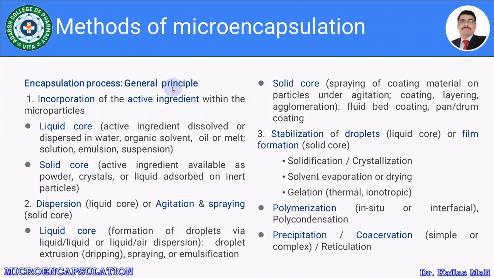There are three steps. The very first one in the encapsulation process is incorporation of active ingredient. The second one is dispersion, agitation, and spraying. And the third one is stabilization of droplets or film formation. So let us see one by one each step in the encapsulation process, which are widely used in all the methods. The very first one is the incorporation of active ingredients within the microparticles.